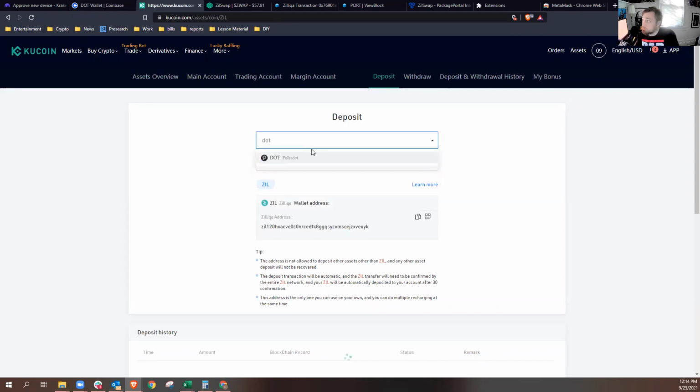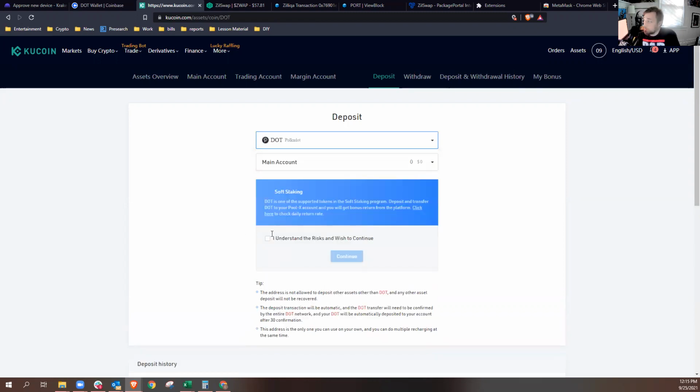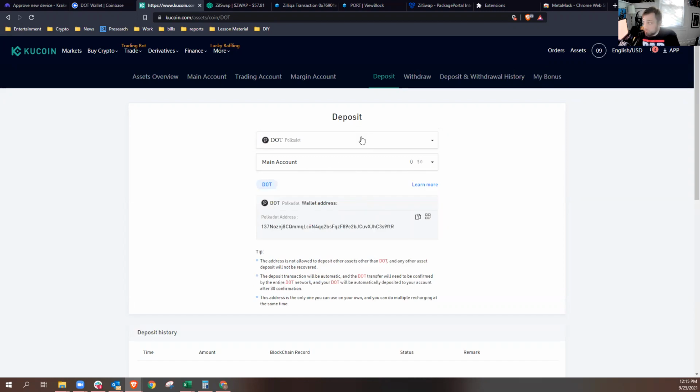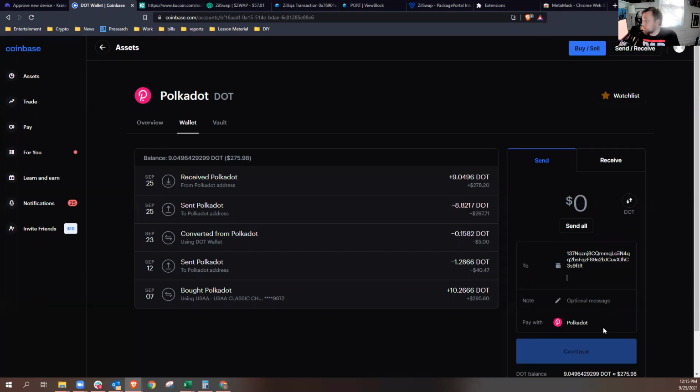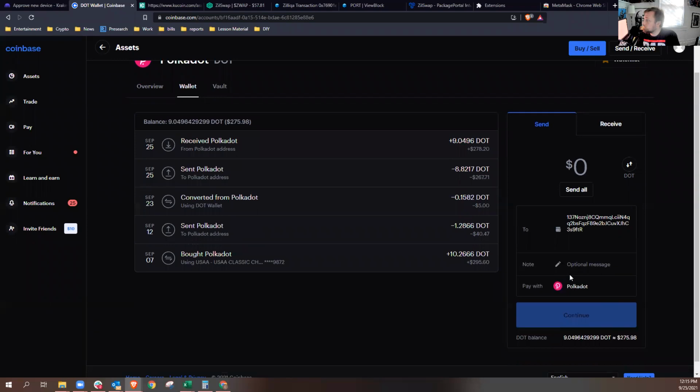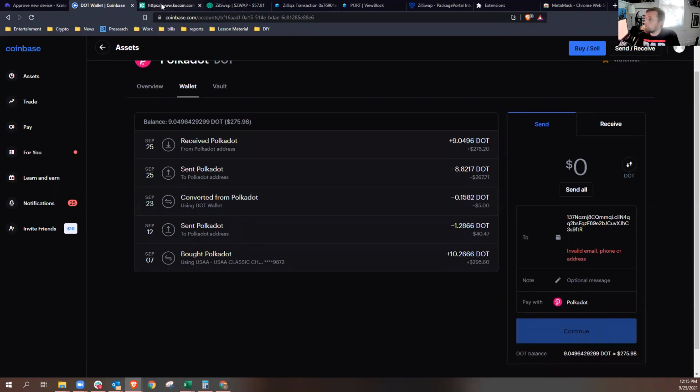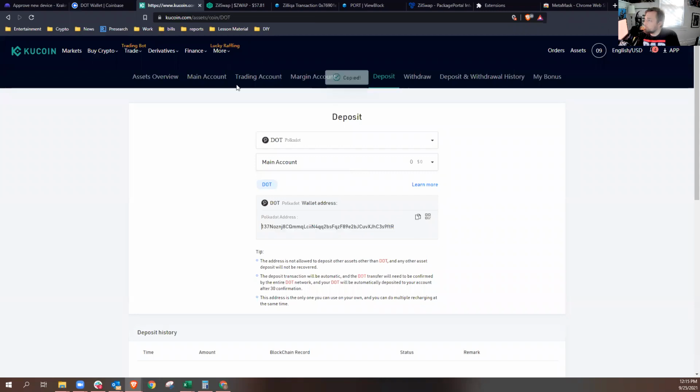But I'm going to use DOT. I like Polkadot, and DOT is what I'm sending, and DOT is what I want to get on my other wallet. So I'm going to copy and paste my receiving address. Okay, it's copied. I can even do it manually. I copy that, and then I'm now going to put it in my send to wallet. Interesting. So this is the Polkadot wallet. This address should work.